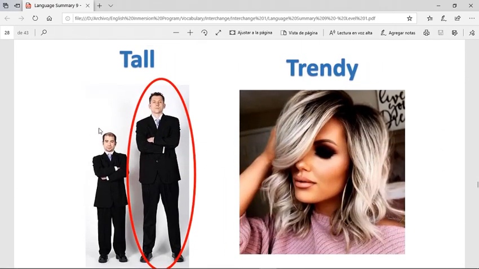Tall. This person is short. This person is tall. Trendy. Trendy is following the popular things. Maybe this type of hair and makeup is trendy now.